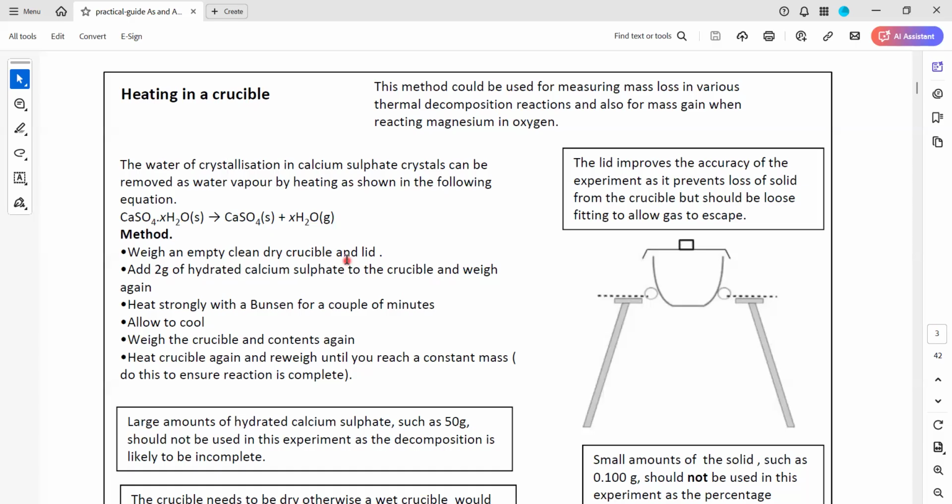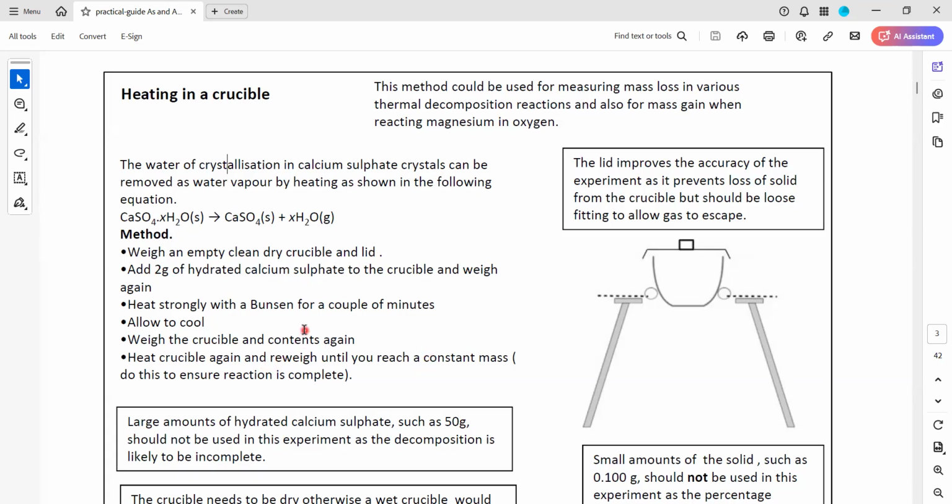We can use copper sulfate. Hydrated copper sulfate could also be used. Then we heat strongly with the Bunsen burner for a couple of minutes, and then we allow it to cool. Then we weigh the crucible and the content again.